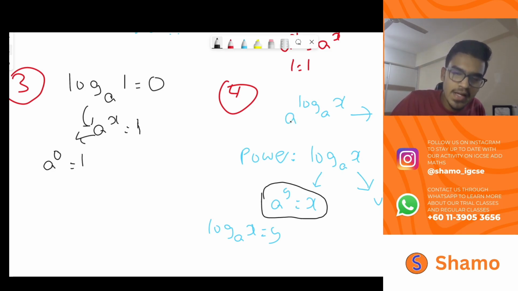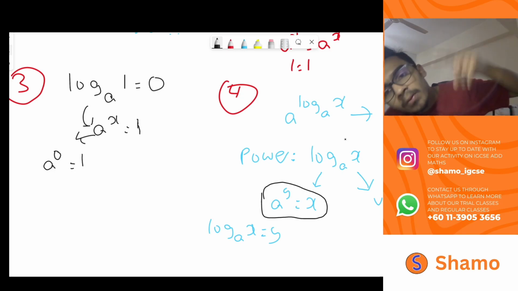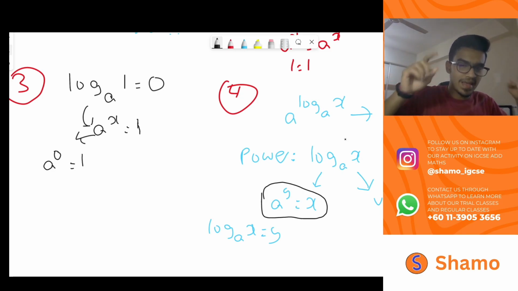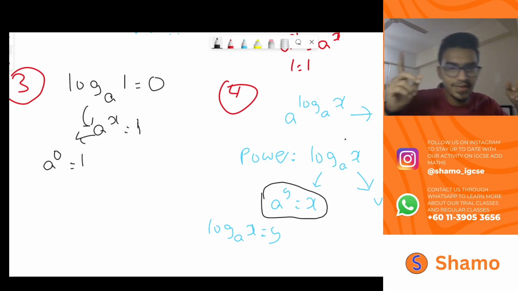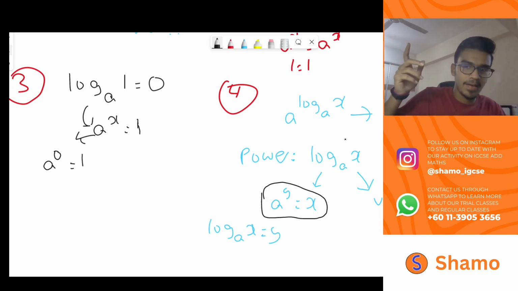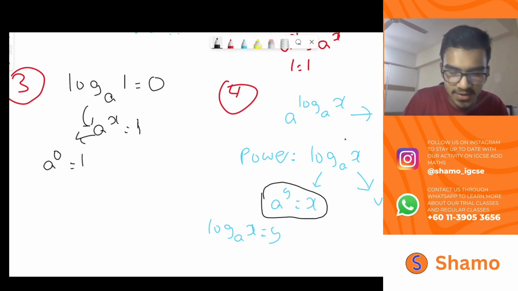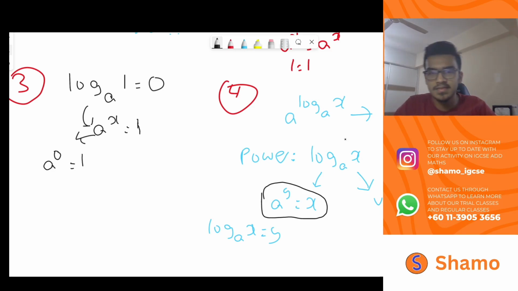Simple, right? If you have a to the power log base a of x, if you're too lazy to do this working, let me just explain to you in words. So a to the power what gives you a? Oh, sorry, x. A to the power what gives you x?